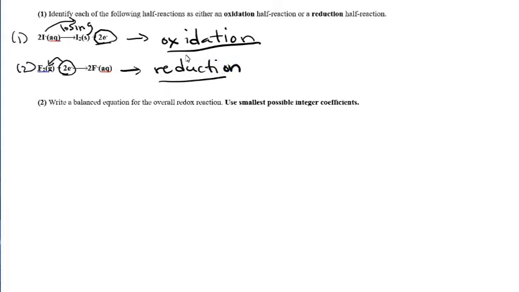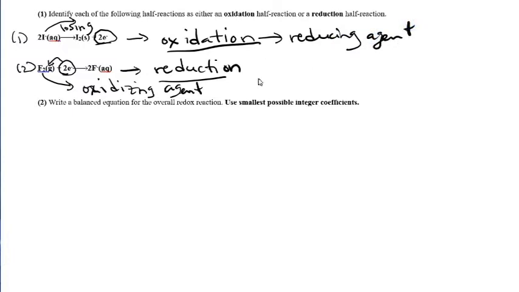Which one's the oxidizing agent? And which one's the reducing agent? Well, the oxidizing agent is the agent that is stripping the other species of its electrons, right? So in essence, you can think of the oxidizing agent as fluorine gas. So this is the oxidizing agent. Be careful with oxidizing agent versus oxidation. The one that gets reduced is the oxidizing agent. The one that gets oxidized is the reducing agent. So be careful between those two terms. They're different.